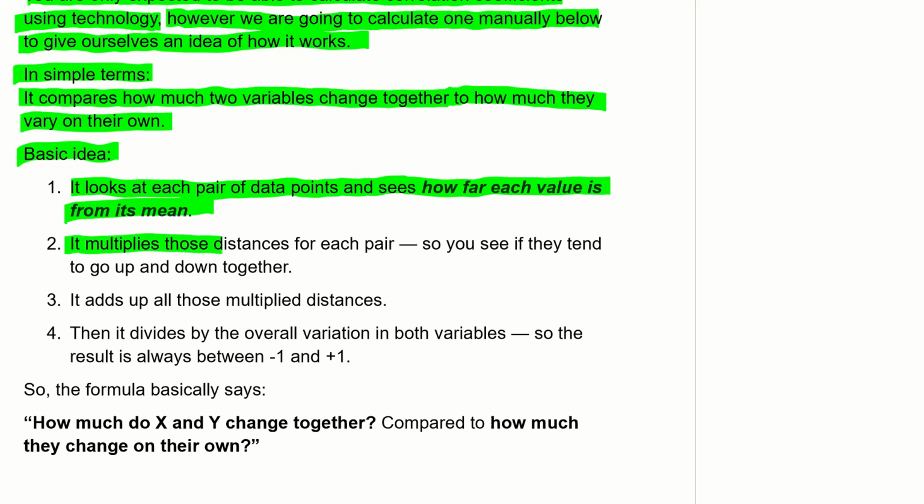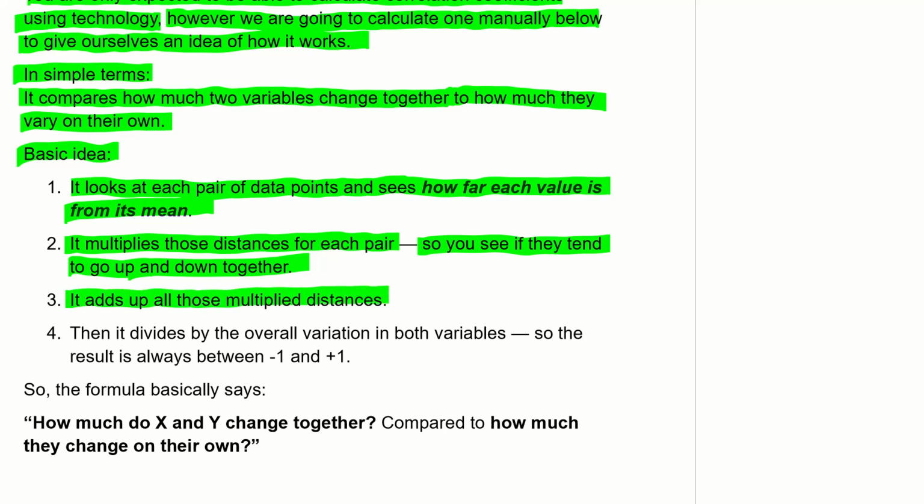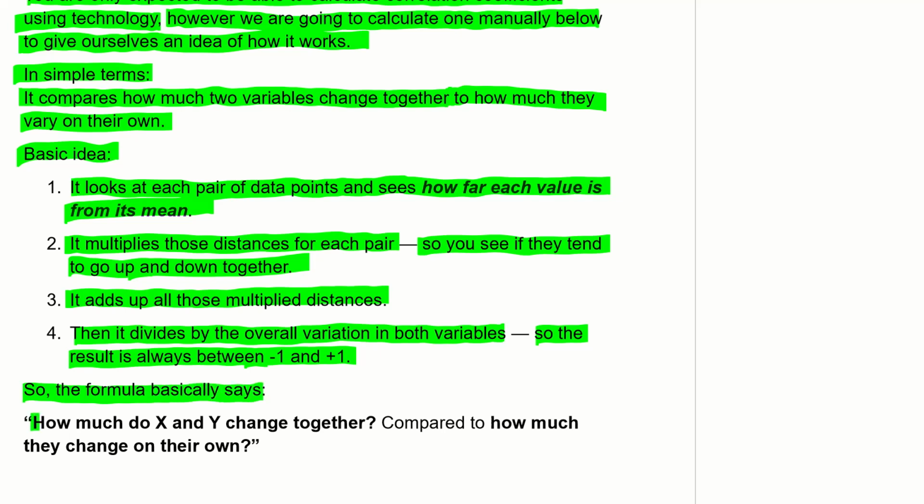It multiplies those distances for each pair, so you see if they tend to go up and down together. It adds up all those multiplied distances. Then it divides by the overall variation in both variables, so the result is always between -1 and +1. So the formula basically says, how much do x and y change together compared to how much they change on their own?